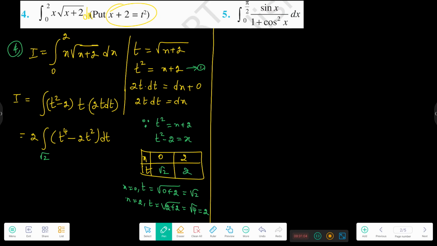If you apply 2, 2 is coming. We will see what we are getting. Which is what, my dear? 2. This is what then? Root 2 to 2. Okay, let's see. Now simplify. 2 is outside.